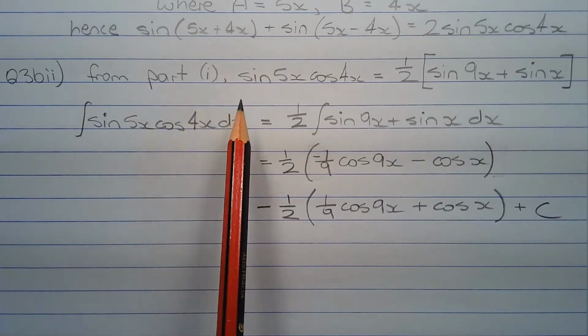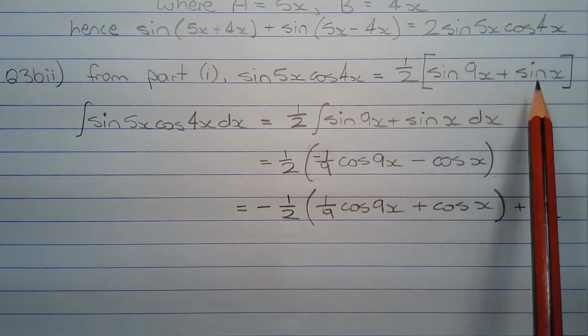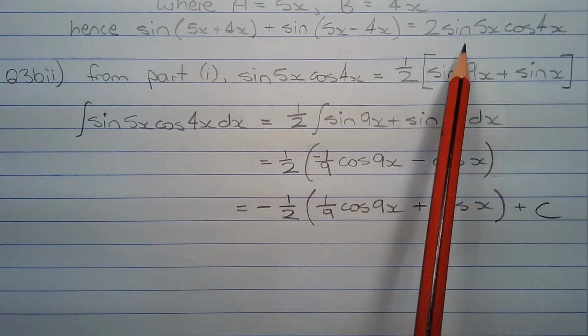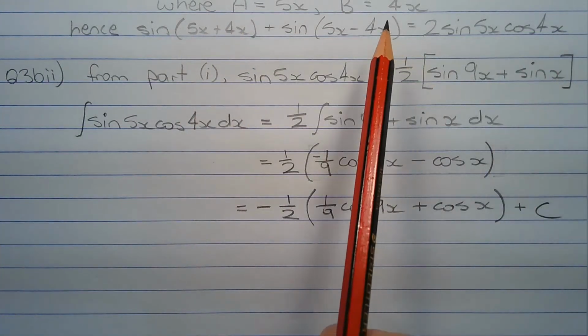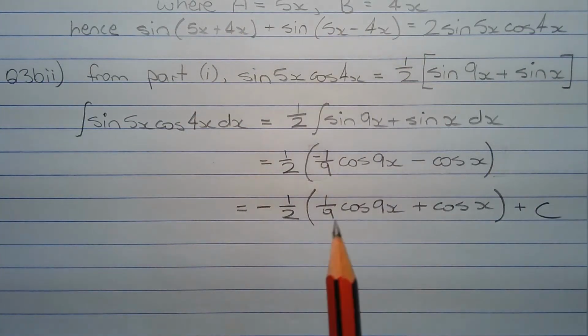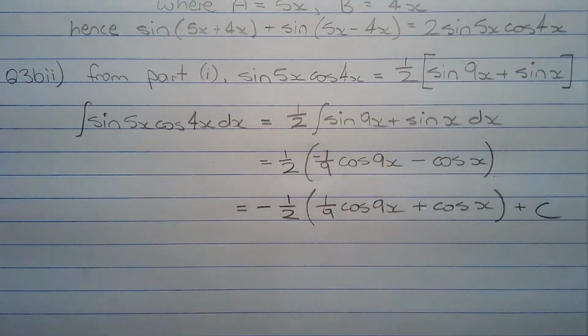From part 1, sin 5x cos 4x is equal to half times (sin 9x + sin x). Now we get the sin 9x by adding 5x and 4x together, and we get sin x by subtracting 4x from 5x. And the half comes from dividing both sides of this equation by 2.